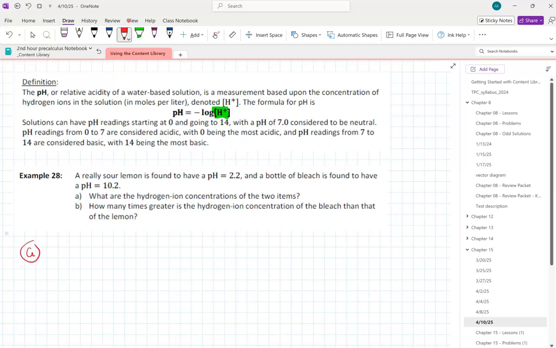The example says a really sour lemon is found to have a pH of 2.2, and a bottle of bleach is found to have a pH of 10.2. What are the hydrogen ion concentrations of the two items? So my pH for the lemon, I'm just going to label it this way, lemon. So the pH is 2.2.